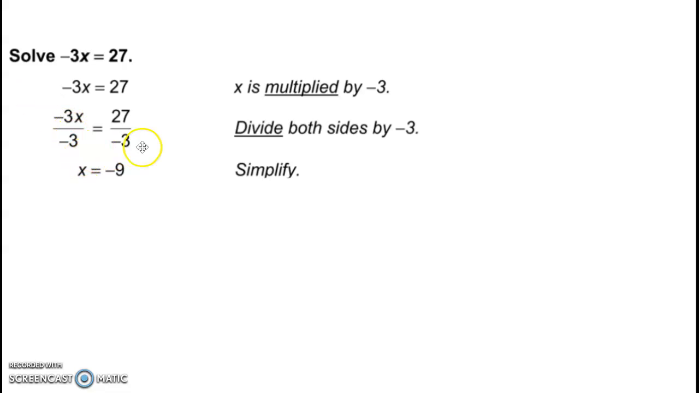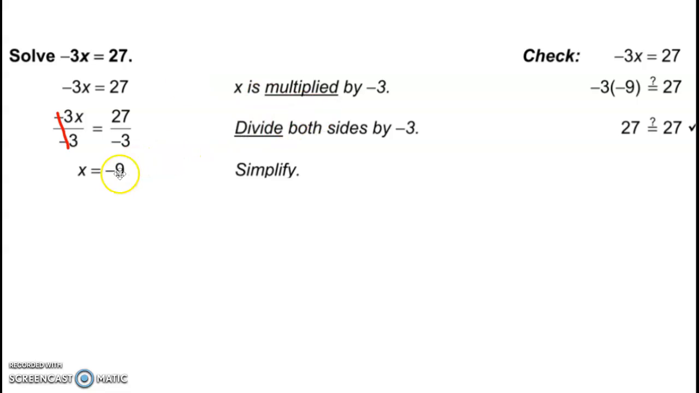Alright, here you got negative 3 times x. So to do the opposite of multiplication, it's going to be division. So you divide by negative 3 on both sides. And x is equal to negative 9. 27 divided by negative 3 is negative 9. And you can plug in that negative 9 and check to make sure your answer is correct.